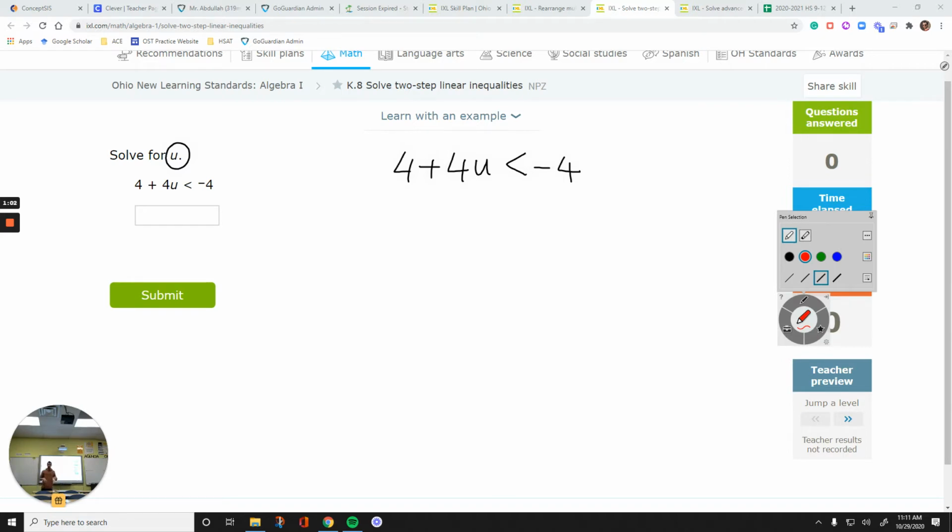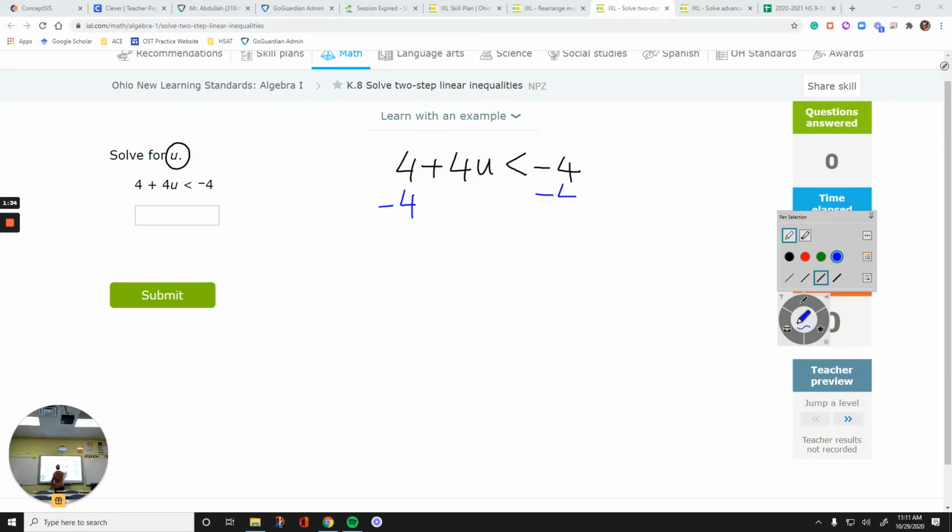Before I start solving the inequality, let me describe what we're going to do. The furthest term away from u is that 4. It is added, I'll subtract it from both sides. That's going to be my first step. I'll do -4 on both sides. And then this right here is going to be all by itself. It is 4u, it is multiplied, which means I need to divide each side by 4. Those are my two steps for this question. Subtract 4, divide by 4. Now let's get to it and do the work.